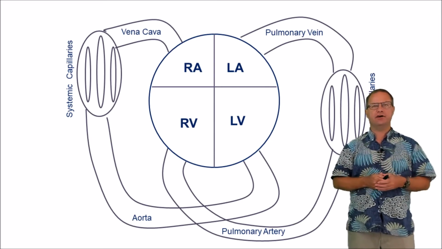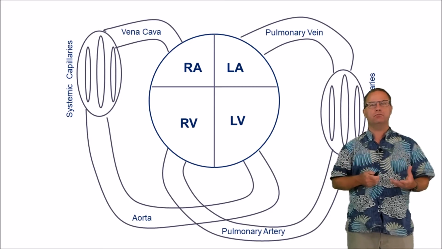So let's start at the vena cava. The vena cava is bringing back oxygen-poor blood to the right atrium.